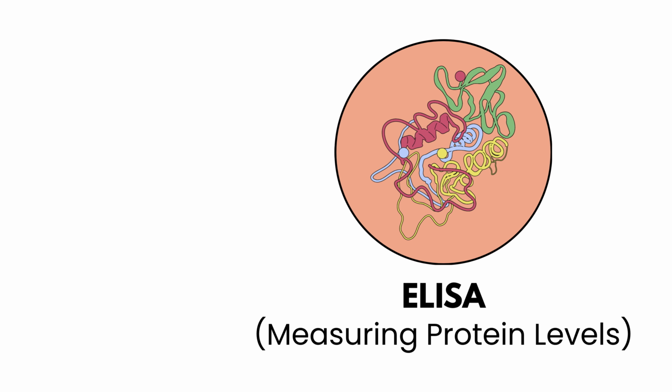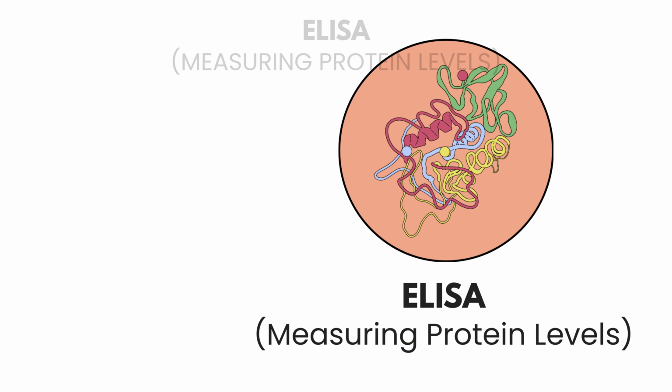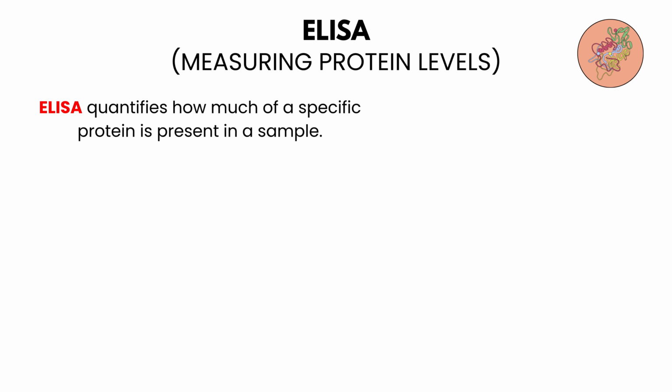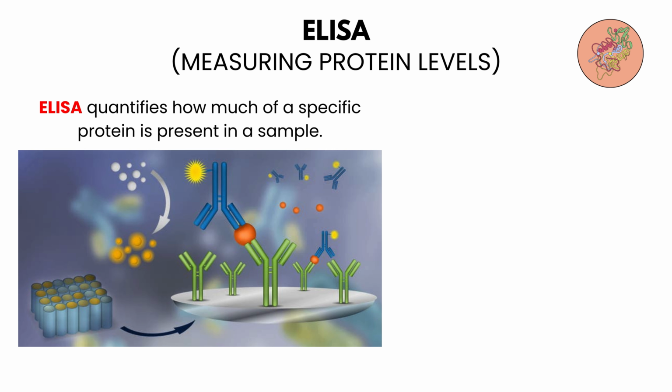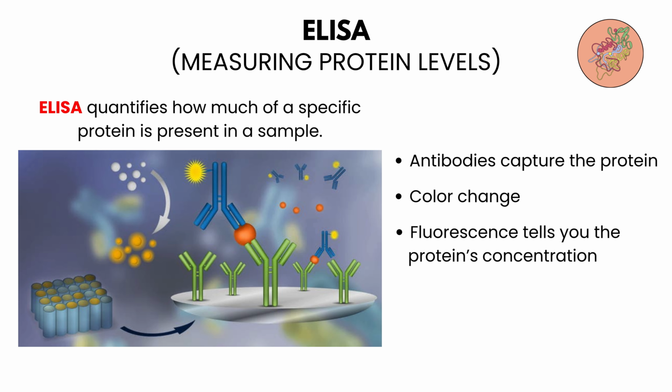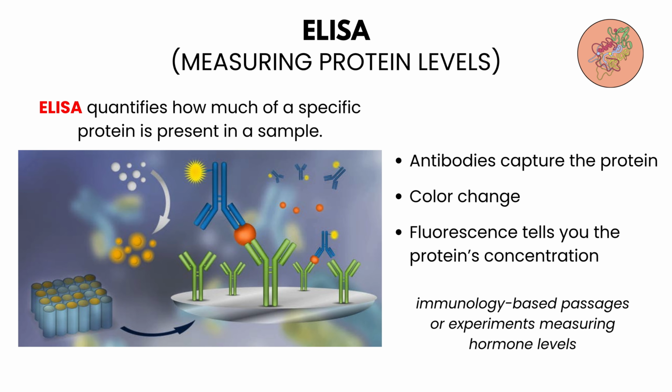Enzyme-linked immunosorbent assay, measuring protein levels. Enzyme-linked immunosorbent assay quantifies how much of a specific protein is present in a sample. Antibodies capture the protein, and a color change or fluorescence tells you the protein's concentration. This technique appears frequently in immunology-based passages or experiments measuring hormone levels.